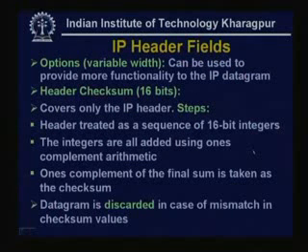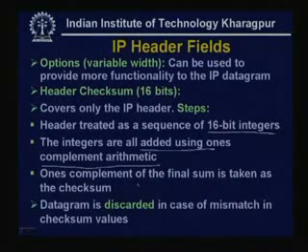Then there are other fields, options fields. This can be used to provide more functionality to the IP datagram, and there is a checksum field which is of 16 bits. Checksum is calculated the way I have already explained earlier while discussing error detection. It is only done for the header part. So, the header is treated as 16-bit integers. The integers are all added using 1's complement arithmetic. Then the 1's complement of the final sum is taken as the checksum, and if the checksum does not match, then the frame is discarded.